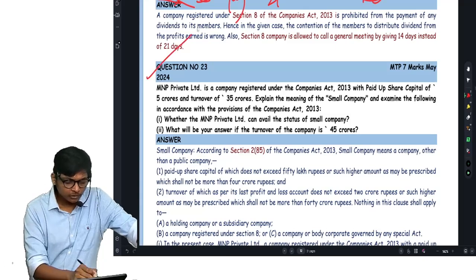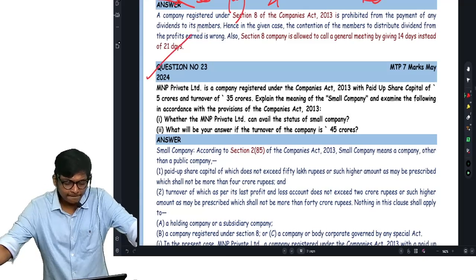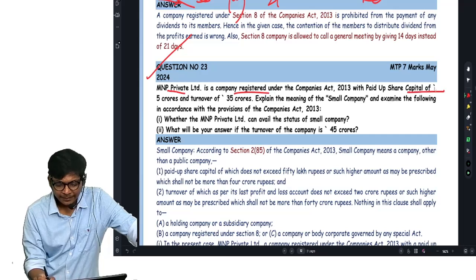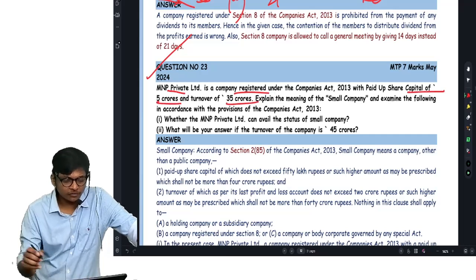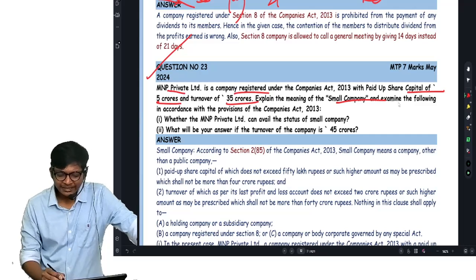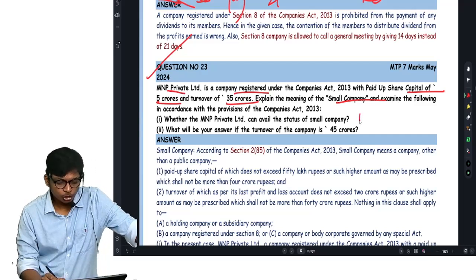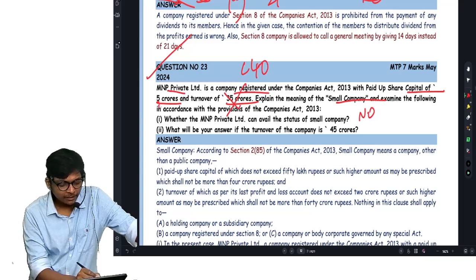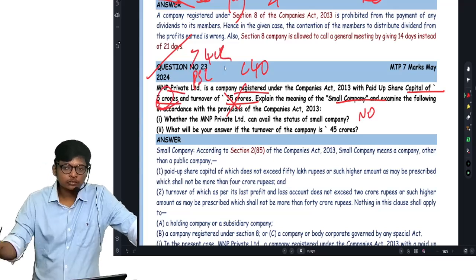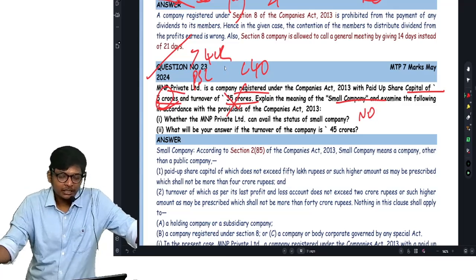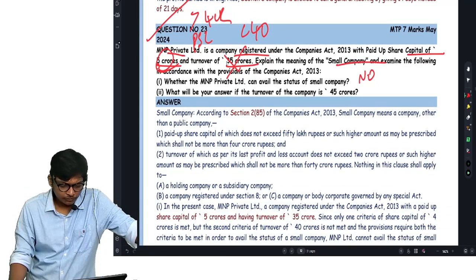Next, question number 23. Small company question. MNP is a registered company with paid up share capital of 5 crores, turnover of 35 crores. Explain the meaning. Is this a small company? No, because turnover is less than 40, but paid up share capital is more than 4. Are you getting it, guys? It has to be within the limits. Are you getting it, all of you?